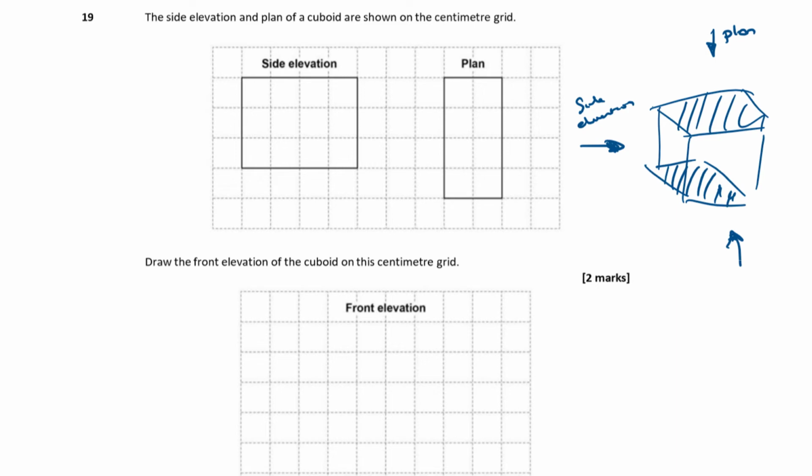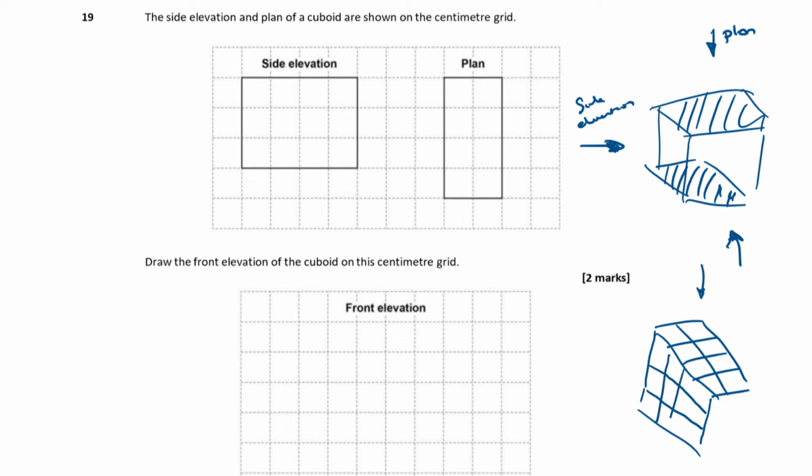Okay, now the plan then, so you've got like those 8 cubes from the top. If you're looking down from the top, you're going to see those 8 cubes, aren't you? And then the side elevation is going to be on the side here. That's going to look like you've got 3 rows of 4 on the side. So then the front is going to be a continuation of that.